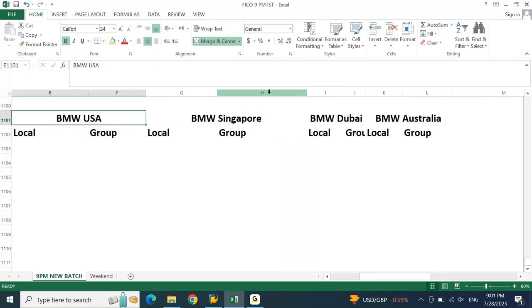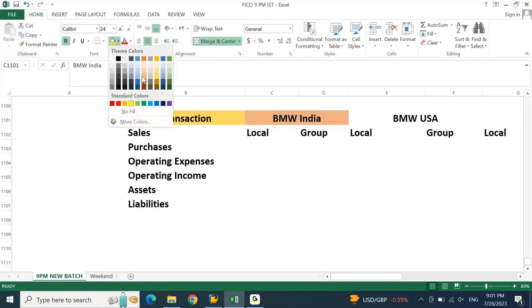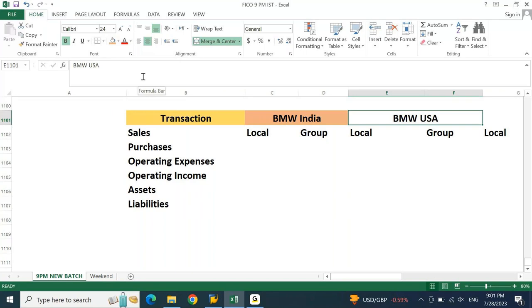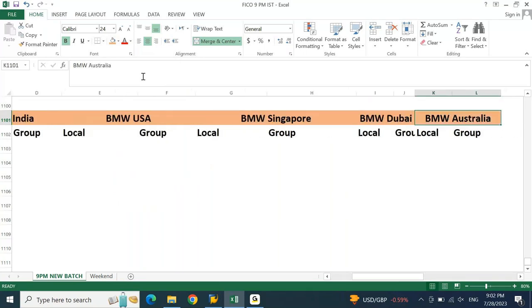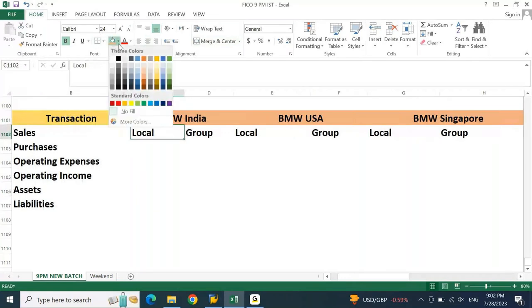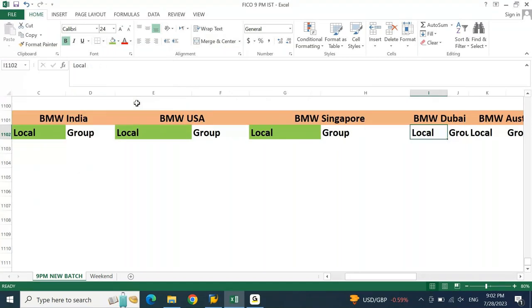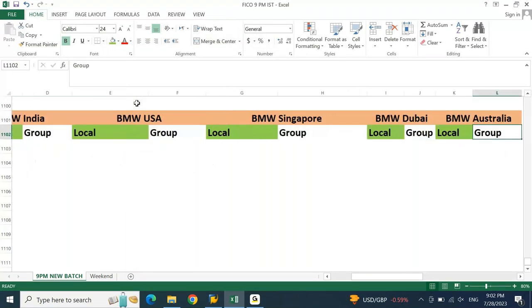Now what I'll do, let me color this separately. I'll not use this, I'll use maybe local currency. I'll take green everywhere. And group currency, I'll take yellow everywhere.